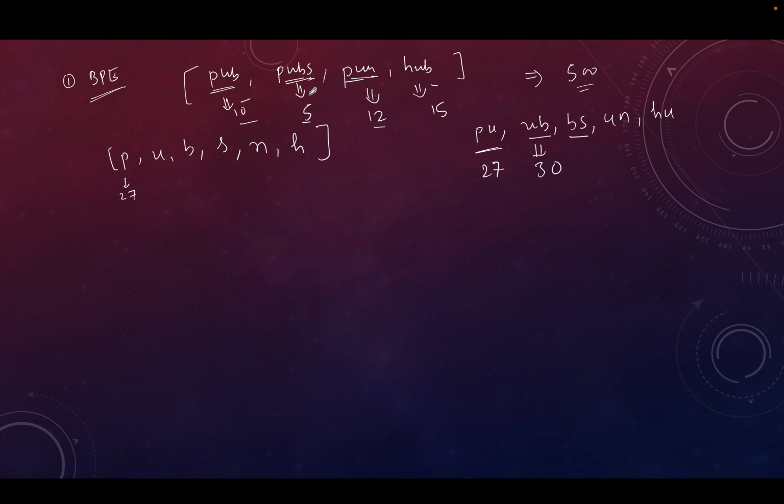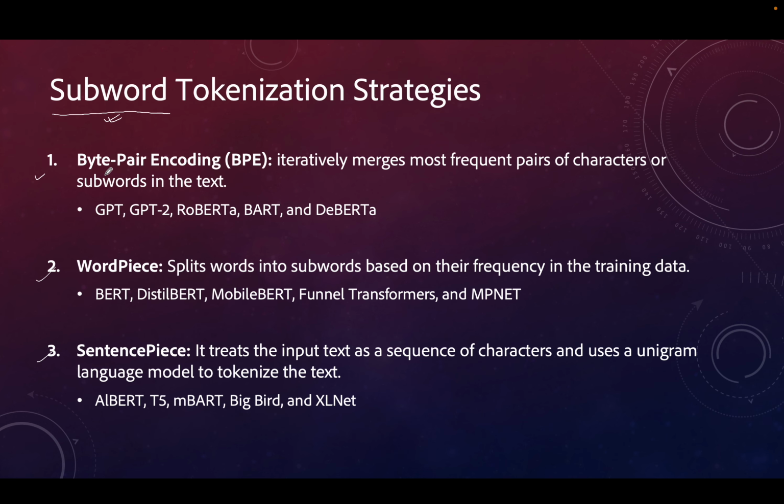Similarly, BS will occur just 5 times. UN will occur 12 times. HU will occur 15 times. So the most frequent pair is UB. Next you include UB in the vocabulary, and you continue like this. Once you are exhausted with all the pairs, you will look at 3 characters and so on. So this was byte pair encoding, and it's used in GPT, GPT-2, RoBERTa, BART, DeBERTa, and maybe a few more.